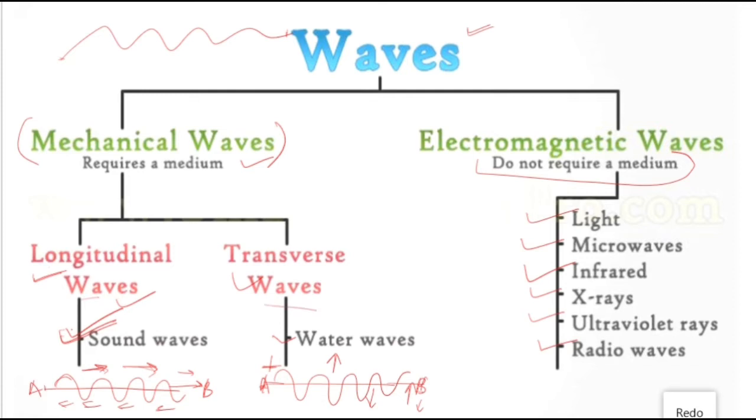We must also consider that mechanical waves require a medium to travel. So what are the mediums through which longitudinal and transverse waves, that are the mechanical waves, can travel? These can travel through solid, liquid and gases. These can travel through these three forms and they cannot travel through vacuum. This point must be remembered.